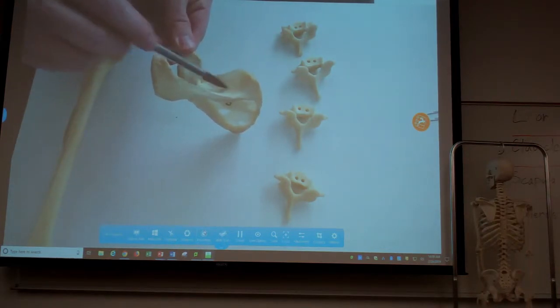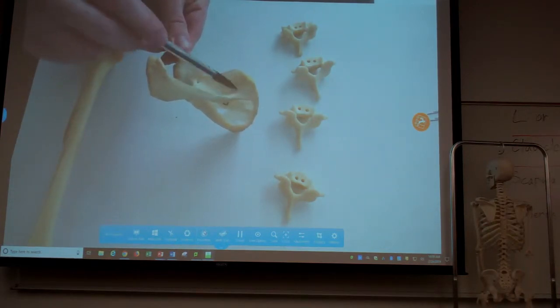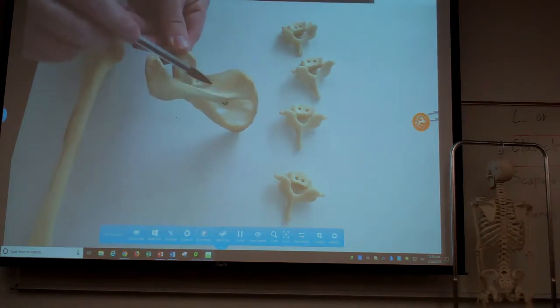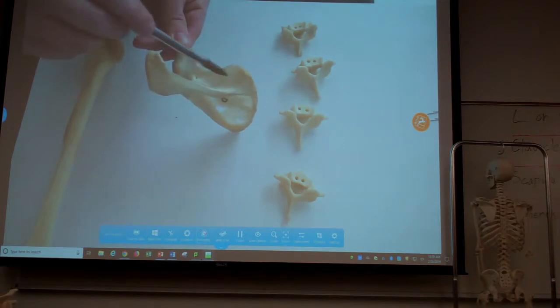Right above your spine, we call that the supraspinous fossa. Supra, above. Superman flies high in the sky. Looking extra fly. Supraspinous fossa.